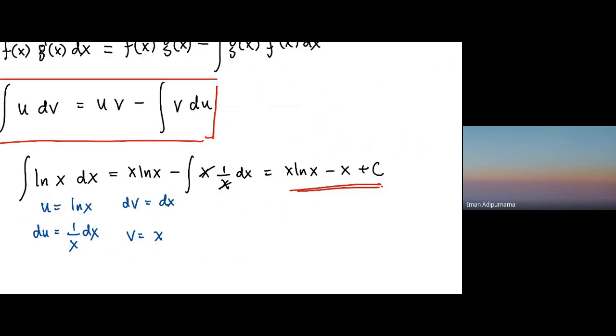And you can check. If you differentiate, this will be a product rule. This will be minus 1, and there will be 1 here, and it will be 0, and it will be ln x. I hope this is not too difficult to understand. If you miss out on the concept behind integration by parts, it will be very difficult from now on.